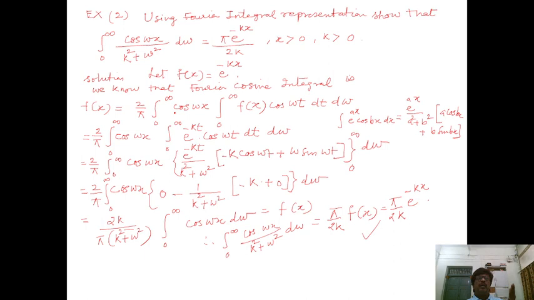Everything is given to us in this example. This is the function. This is its representation number 1. As it contains the cosine terms, it is a Fourier cosine integral. That is why we have deliberately used the Fourier cosine integral formula, and we have used this as a function, e to the power minus kx. Pi upon 2k is constant, so we have considered f of x as this e to the power minus kx and used the Fourier cosine integral formula, and we have established this result as required.